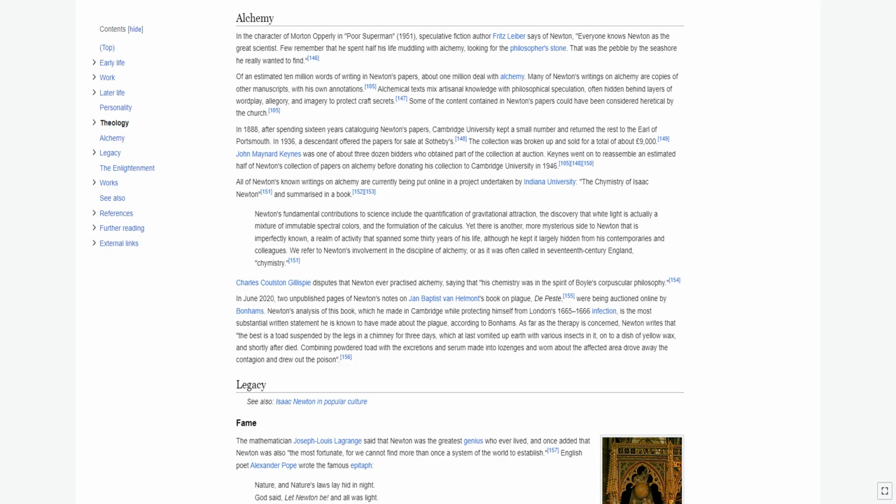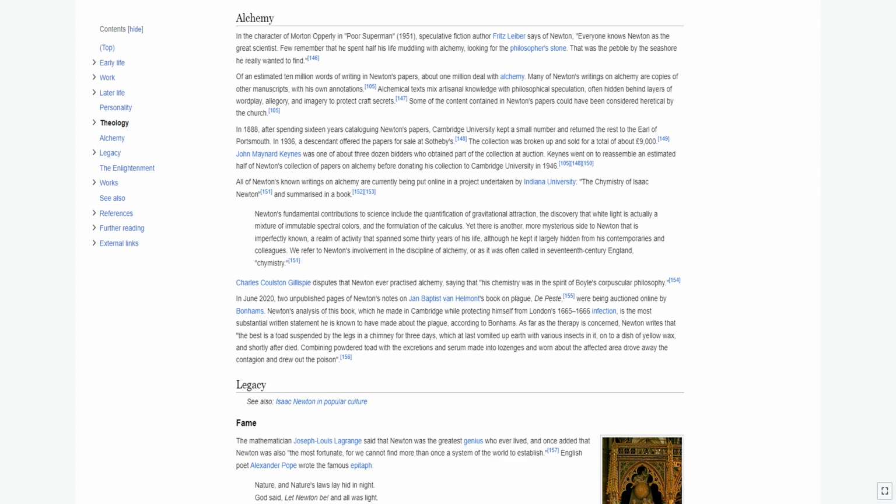In the character of Morton Opperly in Poor Superman, 1951, speculative fiction author Fritz Leiber says of Newton, "Everyone knows Newton as the great scientist. Few remember that he spent half his life muddling with alchemy, looking for the philosopher's stone. That was the pebble by the seashore he really wanted to find." Of an estimated 10 million words of writing in Newton's papers, about 1 million deal with alchemy. Many of Newton's writings on alchemy are copies of other manuscripts, with his own annotations.